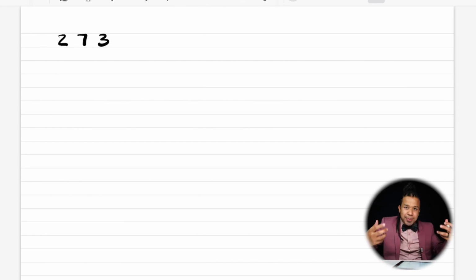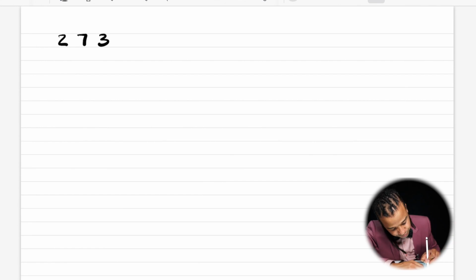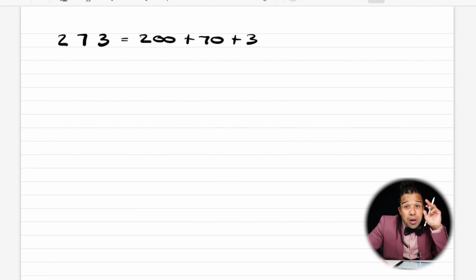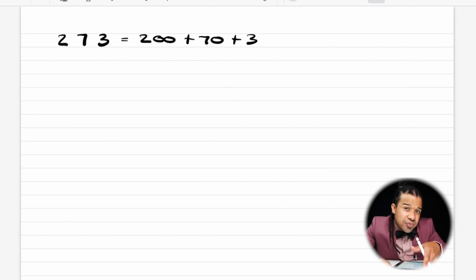273. We can break 273 down into 200 plus 70 plus 3. But now we're going to take it one step further and break 200 up into 2 times 100, because two 100s give you 200, and we're going to break 70 up into 7 times 10, because 7 tens gives you 70. And all this will make sense soon.